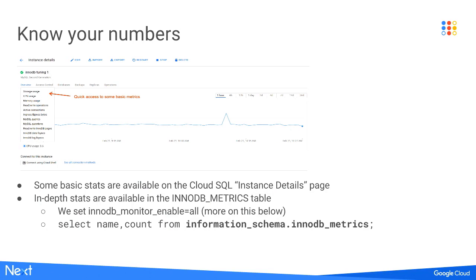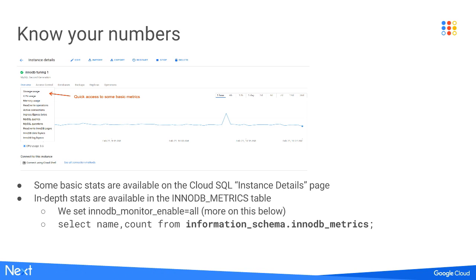So I mentioned a few times now, Cloud SQL makes scaling easy, but it doesn't auto-scale. You have to make a decision as to when to scale. And so that begs this question. We recommend strongly you know your numbers. When you look at the Cloud SQL console, you see a basic set of stats that are available to you. We're showing one of those stats in this chart.